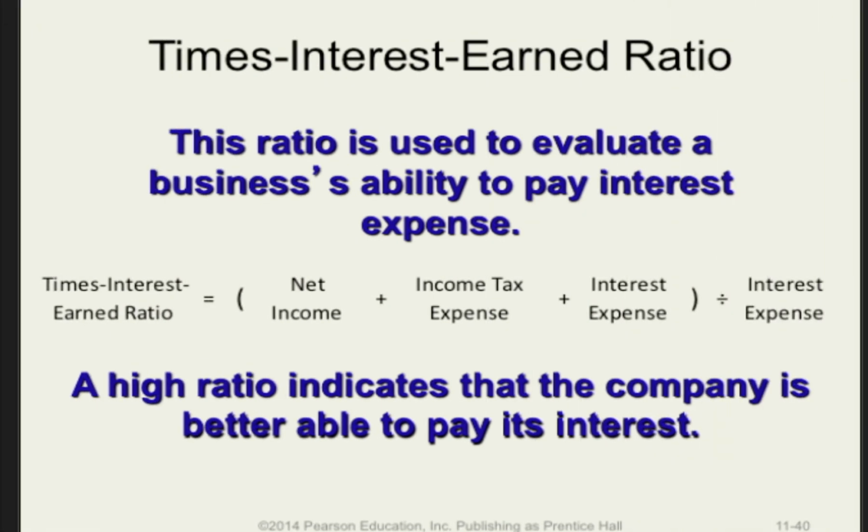The times interest earned ratio is used to evaluate a business's ability to pay interest expense. The ratio is computed by adding net income, income tax expense, and interest expense, and then dividing that total by interest expense. An alternative way to state this ratio is to divide EBIT, or earnings before interest and taxes, by interest expense.